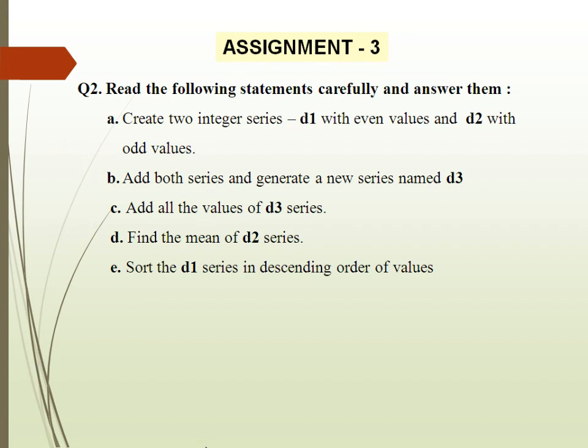So, read the question. Read the following statements carefully and answer them. First part, create two integer series, d1 with even values and d2 with any odd values. Then B part, add both the series and generate a new series named d3. So you have to use the binary operations on it. Use the functions; no need to use any of the operators. C part, add all the values of the d3 series. You have to add the values present in d3. Think which function is going to be used.